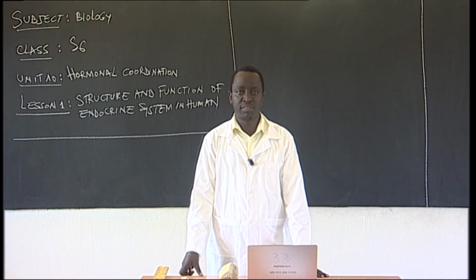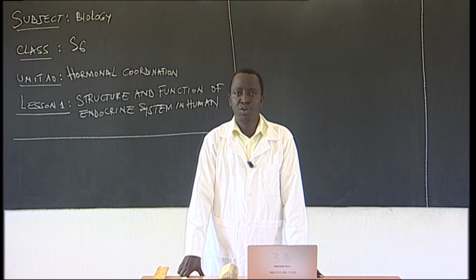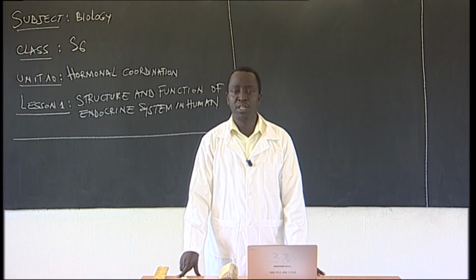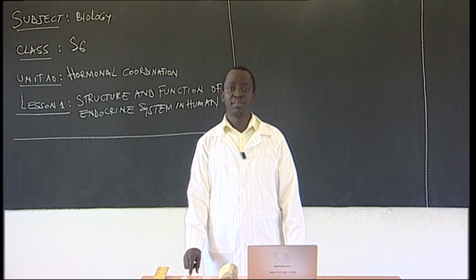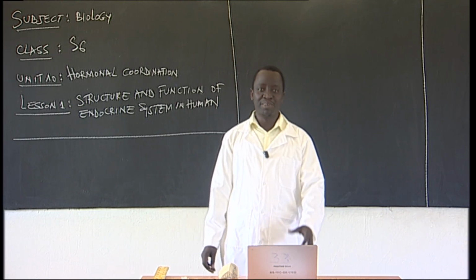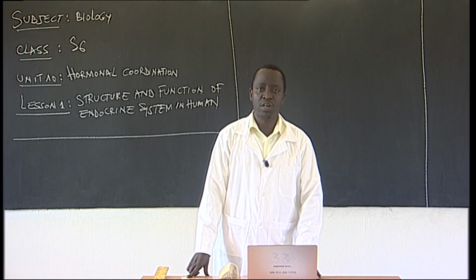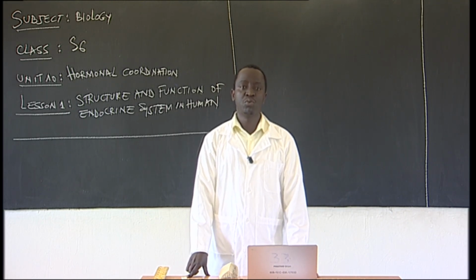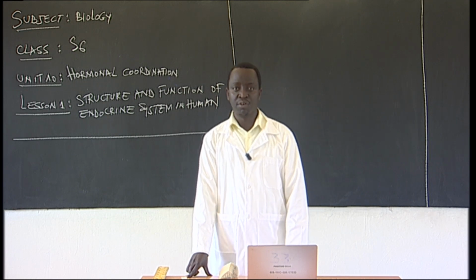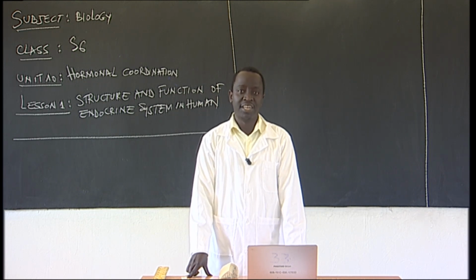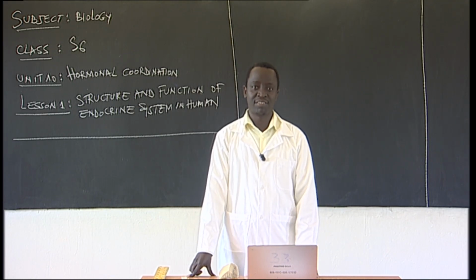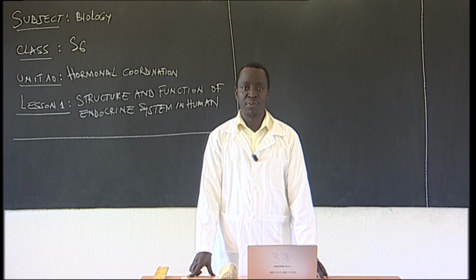The unit is unit 10, which is hormonal coordination, and lesson 1 is the structure and function of the endocrine system in humans. You have to be ready, and make sure you have your notebook where to write the explanation. This is a new unit, so follow. At the end, I will give you some questions to see if you have understood the lesson.